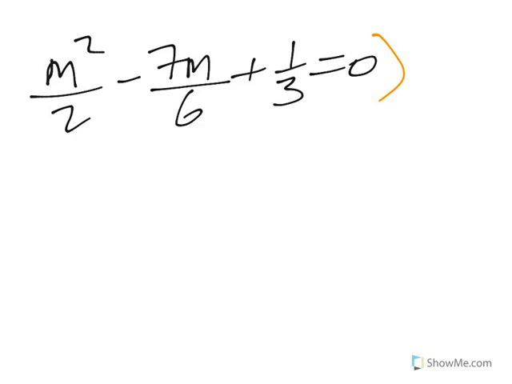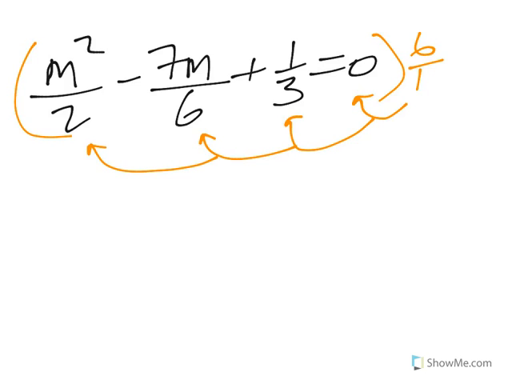And my first step is to look at the 2, 6, and 3 and decide that 6, when multiplied times both sides of the equation, and by distributive property on the left-hand side, it would hit all three of those terms, all three of those denominators. So, for example, 6 times m squared over 2, the 2 will cancel.